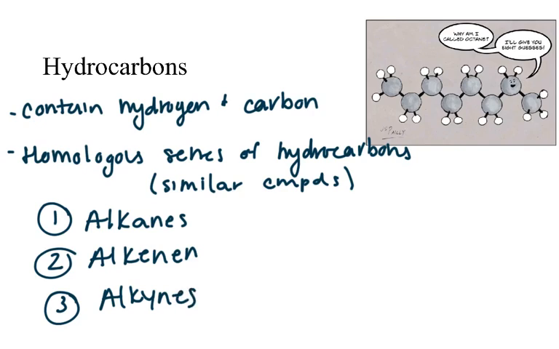So we have our differences here. We have anes, enes, and ynes. So those are our 3 homologous series. We're going to talk about the differences between each of them, how we name them, how we figure out what they are. So let's look at our first one, which is our alkanes.